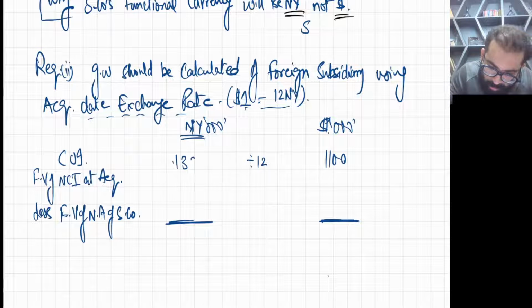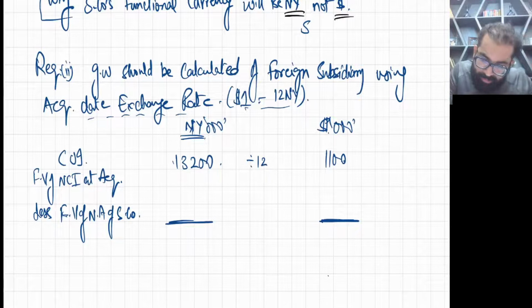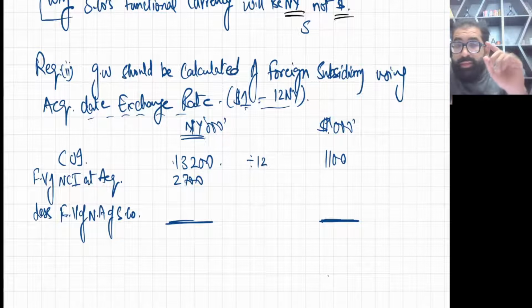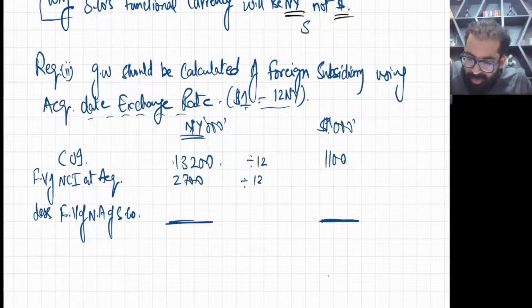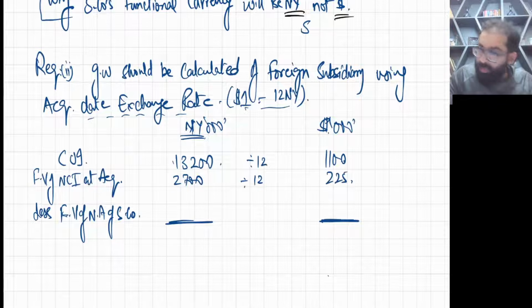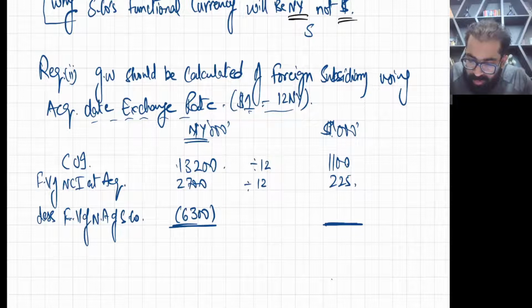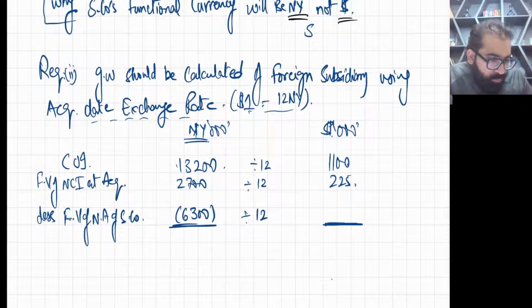Listen. Then the fair value of NCI. Fair value of NCI was 2,700 NY, but they used the year-end exchange rate, and now we are going to use the acquisition date rate. So 2,700 divided by 12. We are doing the correct working. It's 225. Now less fair value of net assets. The acquisition date net asset was 6,300. I just calculated it in front of you, hope you remember that timeline. Obviously this is also divided by 12.